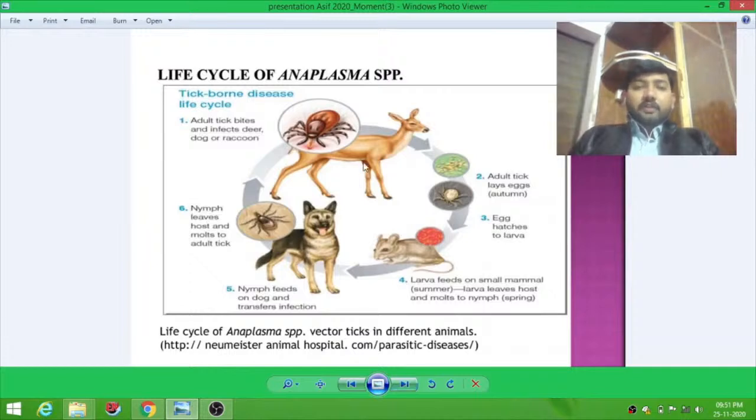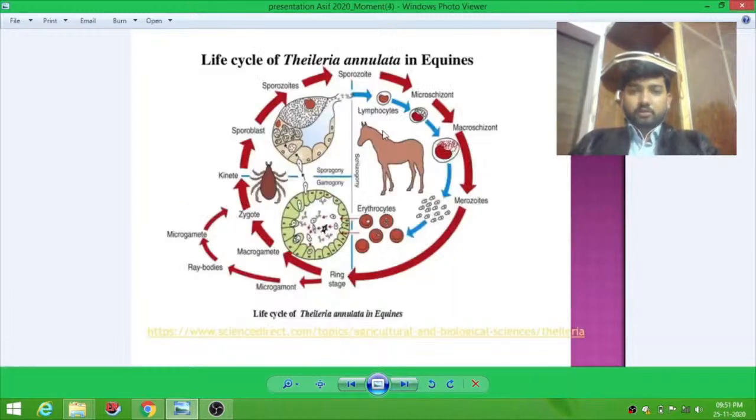This is the life cycle of Anaplasma. Basically, it is a tick-borne disease, so with the help of ticks, it can transmit from one host to another host. And this is Theileria annulata. It is a protozoan, so it can change from one life stage to another, and from the tick to the horses or the equines.